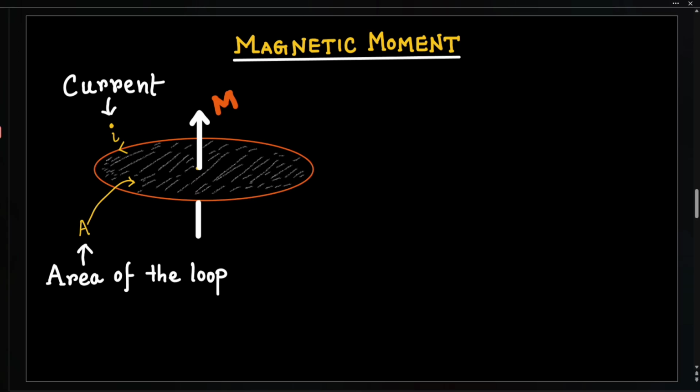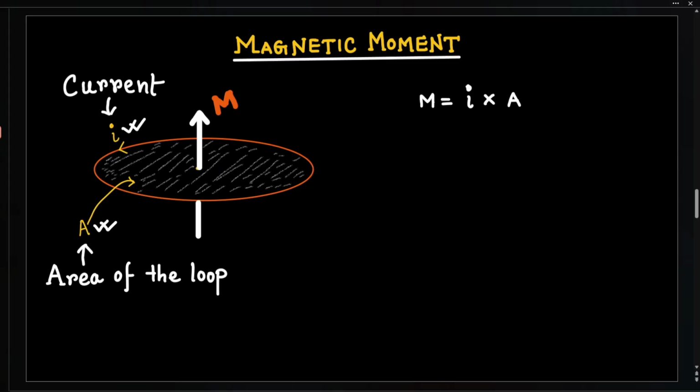Before solving this question, we have to know what is magnetic moment and how to find the magnetic moment of a given current carrying loop. In this diagram, you can see one circular current carrying loop, and a current I is flowing through it, and the area of the loop is A. Then we all know that the magnetic moment, which is denoted by M, is given by I into A. So this is the magnitude of the magnetic moment.